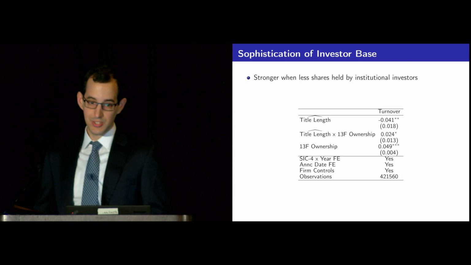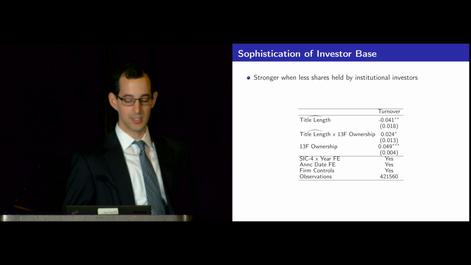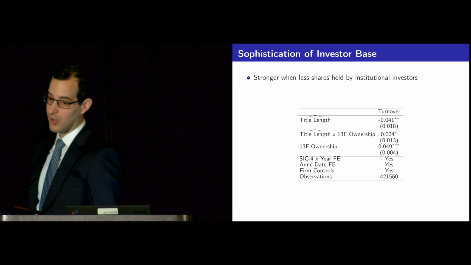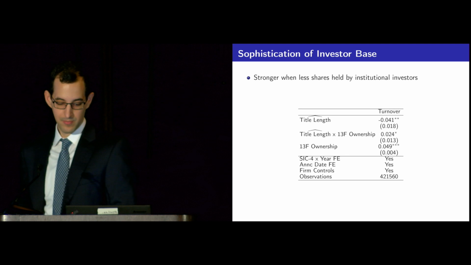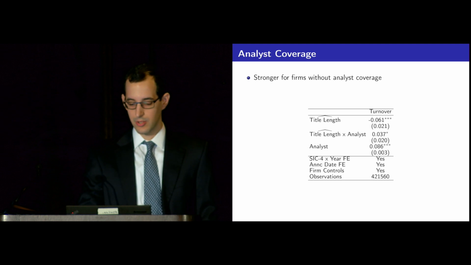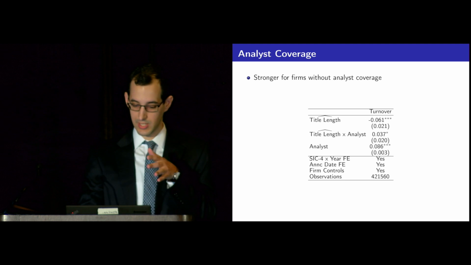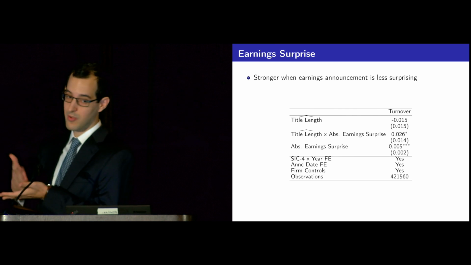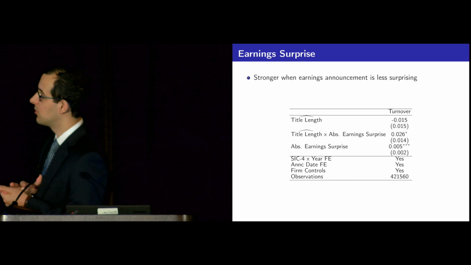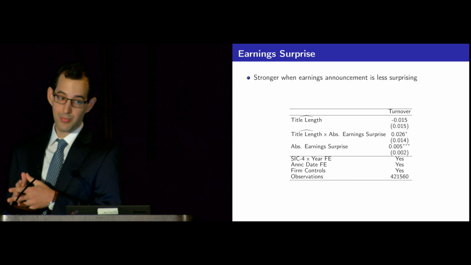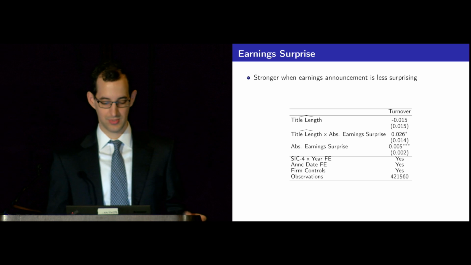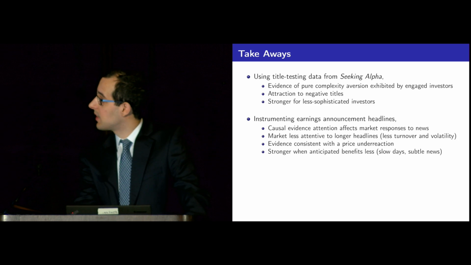And then I can look at the sophistication. So I showed that if you have an MBA in Seeking Alpha, you're less sensitive. Well, here I don't have that information, but I have 13F ownership. And it looks like if you have greater 13F ownership, you're less sensitive to things like complexity. So less of the underreaction. And then also if you have analyst coverage, you're also less sensitive. And what's interesting is if you have analyst coverage, if you have a bigger absolute earnings surprise, so something that's a bigger shock to the market, then you see less of a reaction, which is perhaps because greater media coverage reduces the effect or the importance of title characteristics on whether you pay attention to news.